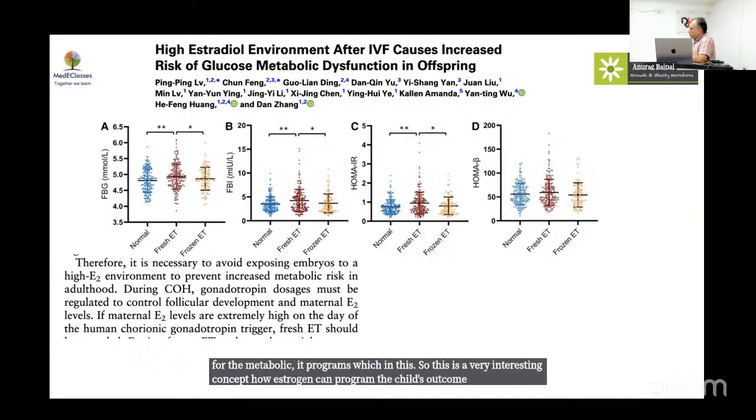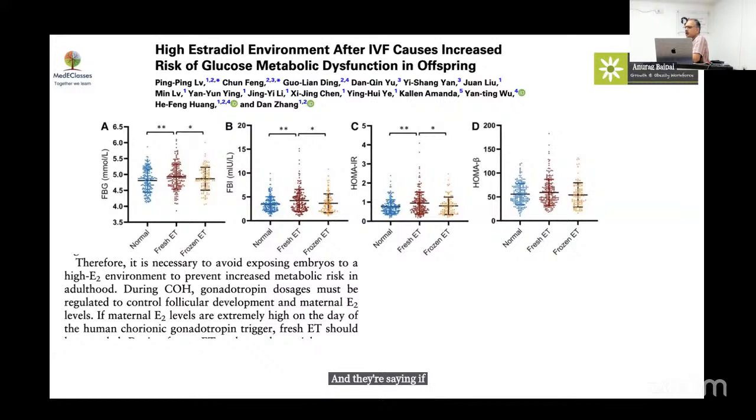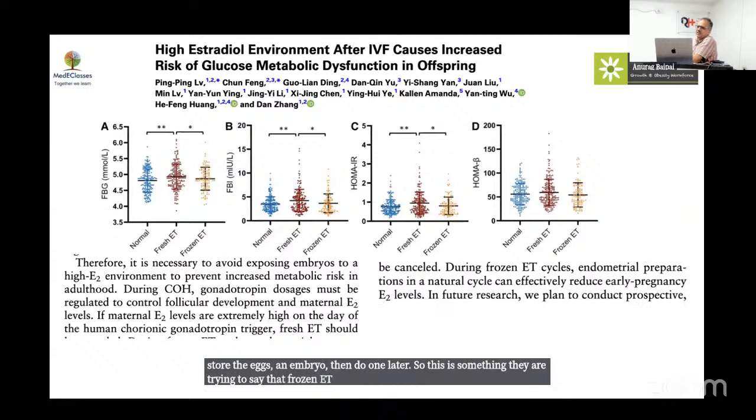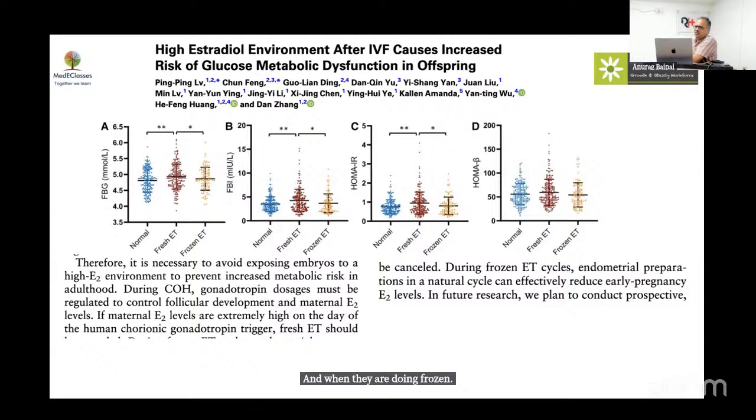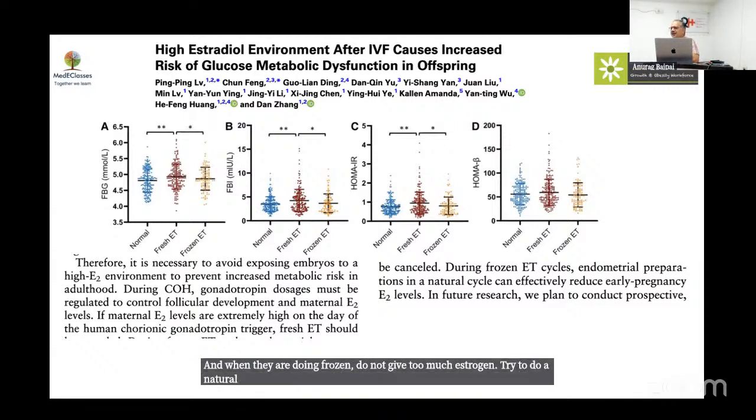And they in fact go ahead and say that it is necessary to avoid exposing the embryo to a high estrogen environment. And they are saying if your estrogen is very high, don't do a transfer. Store the eggs and embryo, then do it later. So this is something they are trying to say, that frozen ET may be better compared to a fresh ET. And when they are doing frozen, do not give too much estrogen. Try to do a natural cycle rather than an estrogen cycle.